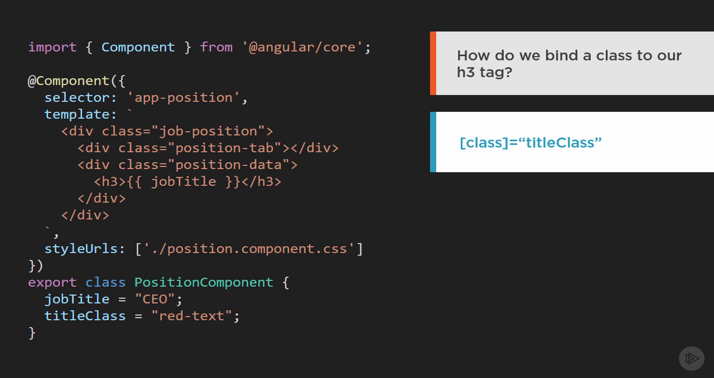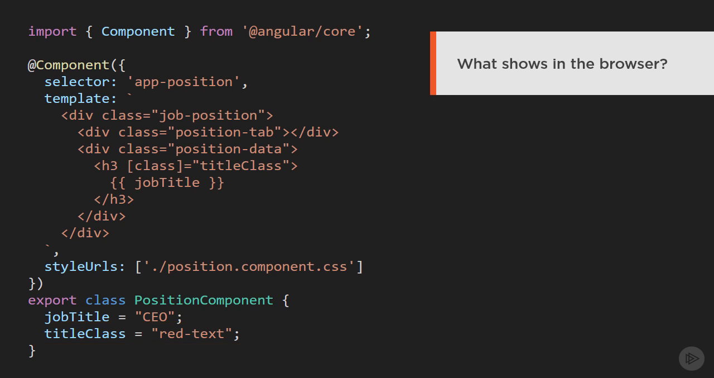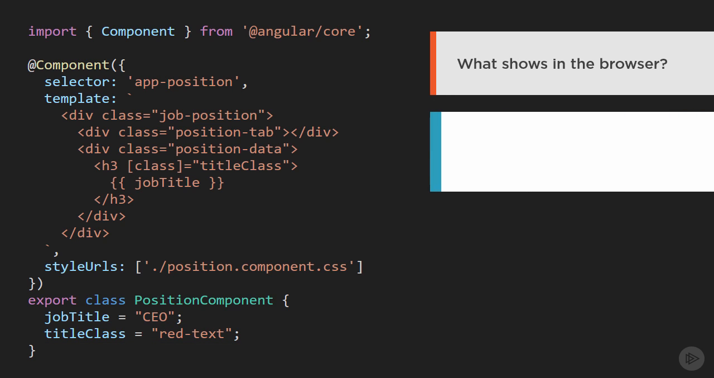We can use square brackets with the special binding symbol class. And we can set that to, in this case, title class. And because we're binding, the Angular compiler kicks in, and we'll get access to our red text class. Let's see what this looks like. So here's our H3 tag, and we're binding to class in square brackets. We're setting it to title class, which is red text. What shows in the browser? We get our org chart element, and it's showing CEO in red. So our red text class was applied.